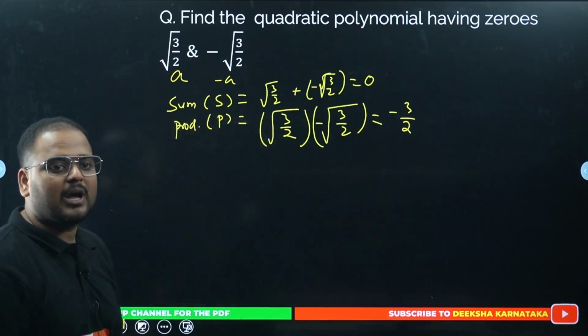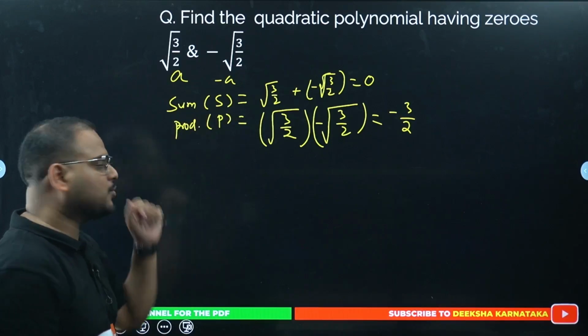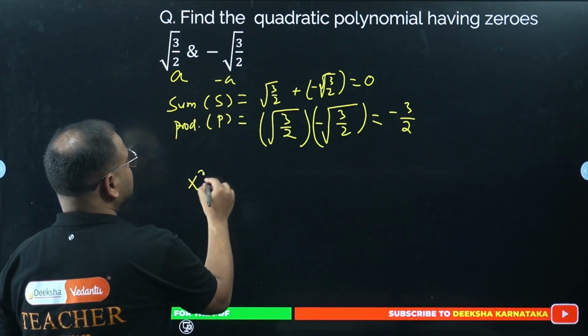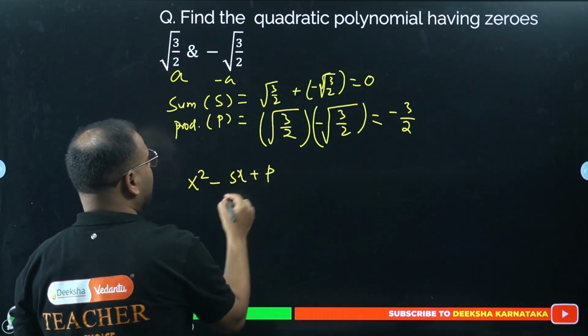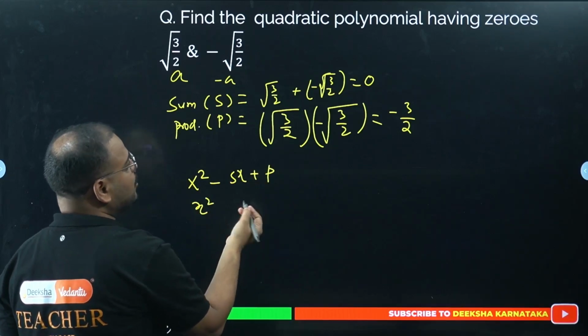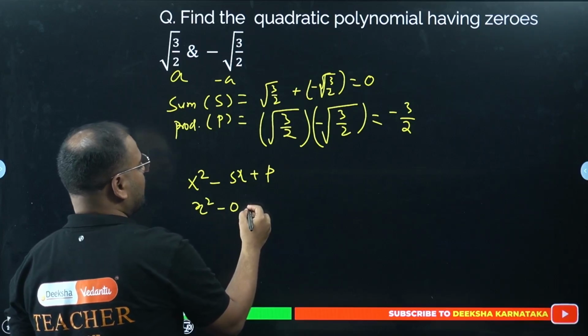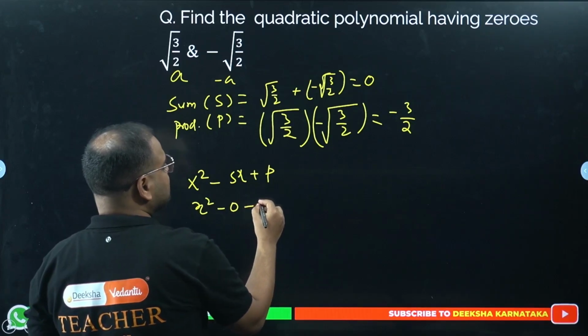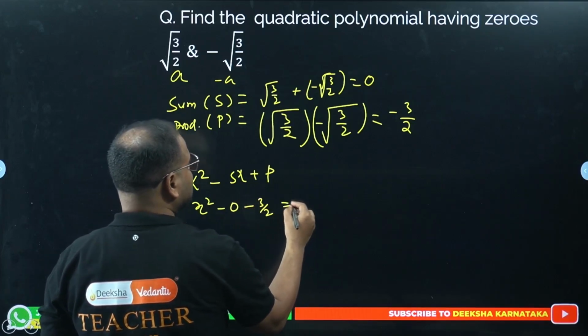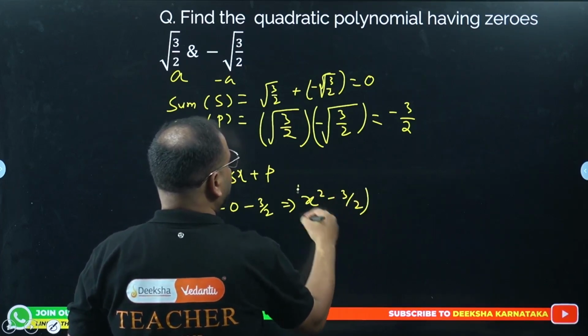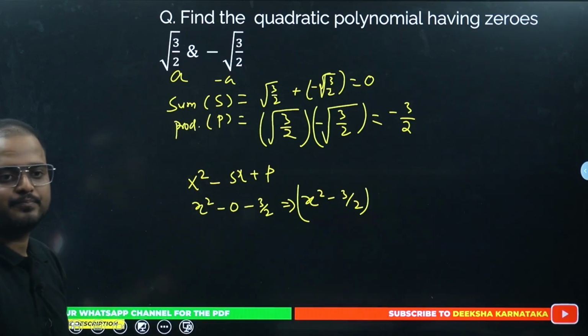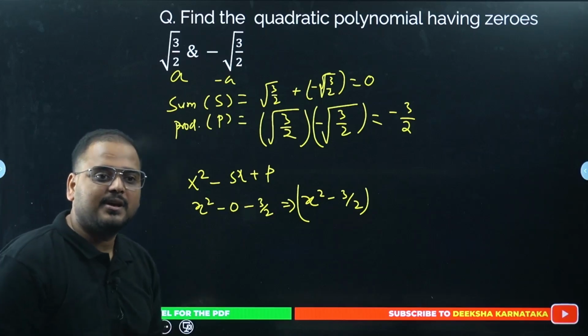What happens whenever the sum and product are known? We just learned: x square minus sum into x plus p. X square, the sum is 0, so this is minus 0. The product is minus 3 by 2. My expression is nothing but x square minus 3 by 2. This is my answer. That's it. Done. Okay. X square minus 3 by 2. Done.